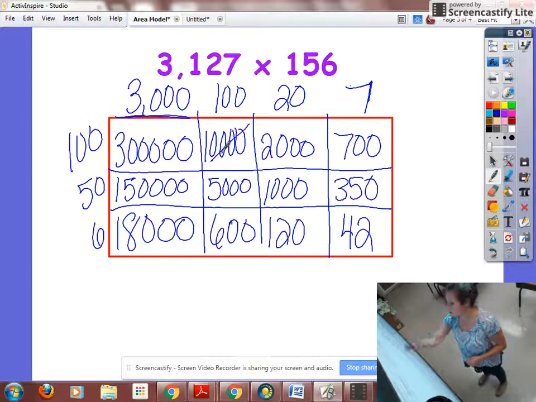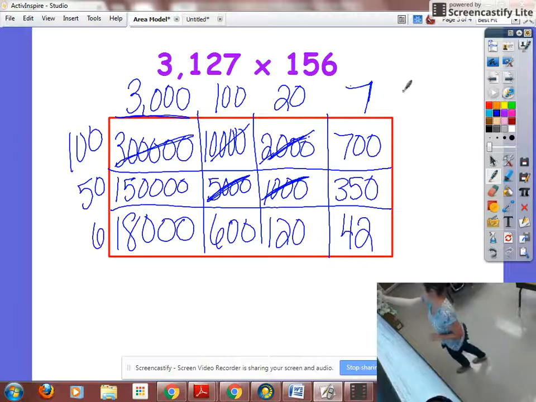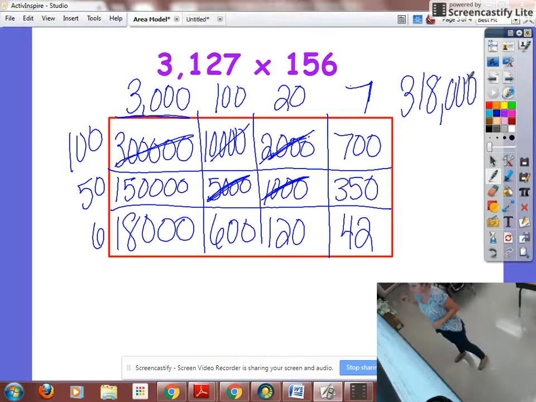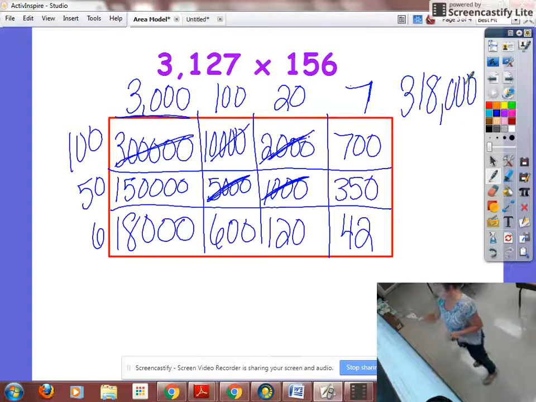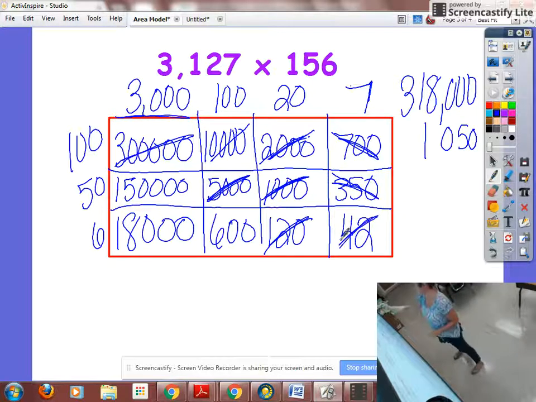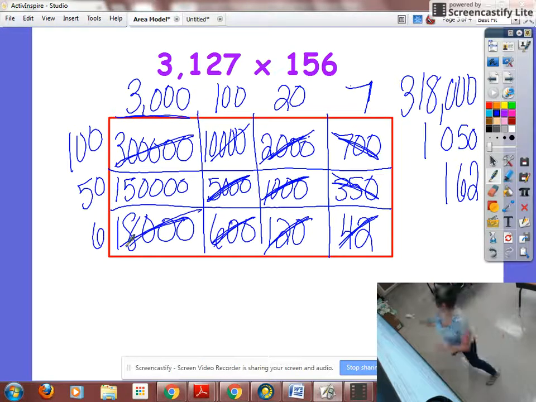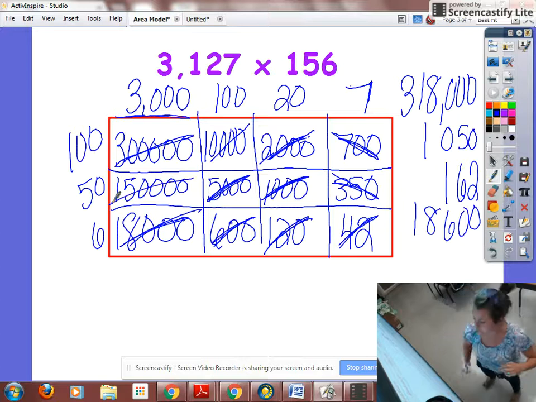So we have 12,000, we have 13,000, 18,000, and then we can add it all to here and make it 318,000. And then we can add the rest of our numbers. This will be 1,050. It's 162. We've got 18,600. You got to make sure all of your place values are lining up as you're trying to add them. And then you have 15,000.